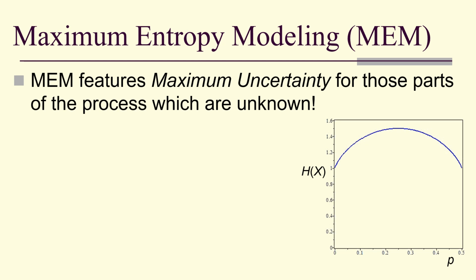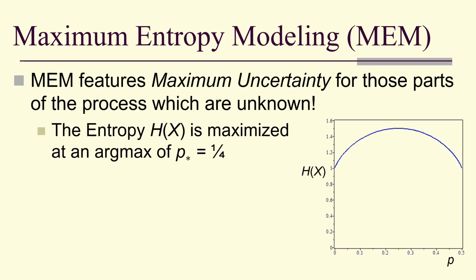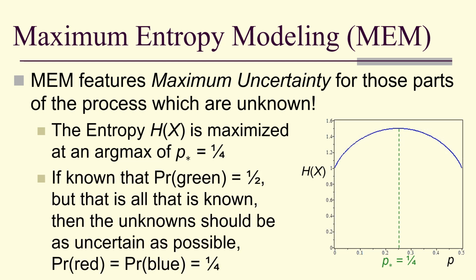So maximum entropy model means maximum uncertainty for those parts of the process which are unknown. The entropy, for example, was maximized at P equals 1/4 in this example. If it's known that the probability of green is 1/2, and that's all we know, then the unknown should be as uncertain as possible, which means the probability of red and the probability of blue are each 1/4.